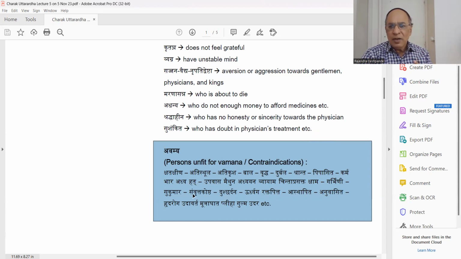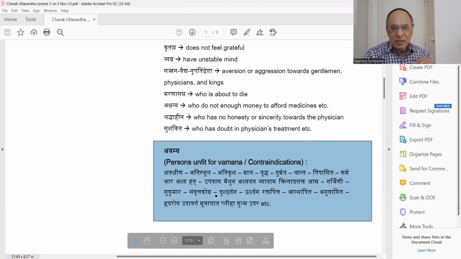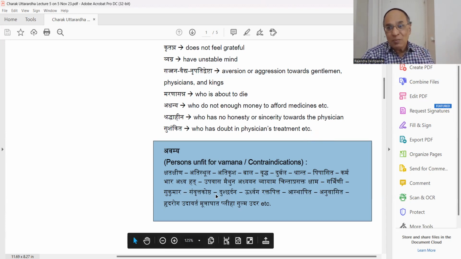Karma, Bhara, Urdhva. I am not explaining each and every word, but some important words I will explain to you because they have some significance, how that weakness comes. So Bhara, Adhva, that means whichever patient is traveling too much, carrying a heavy weight, those people have a problem with tolerance. Vamana should be tolerated. Okay.